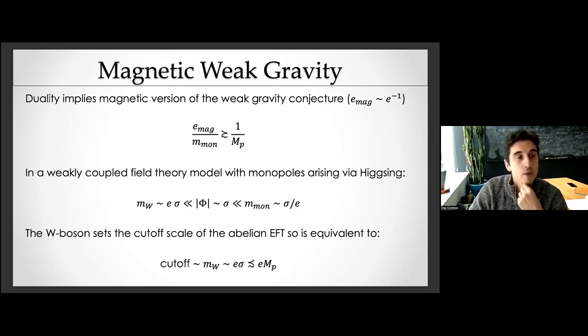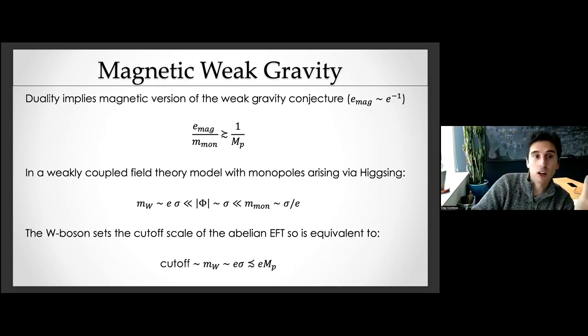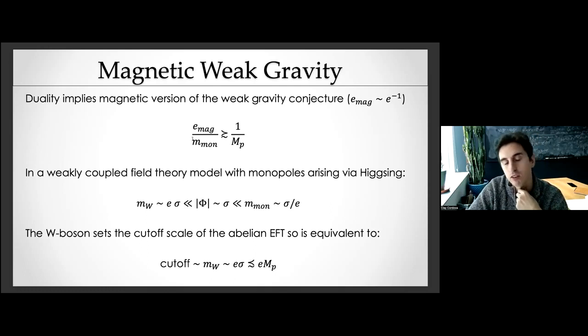So electromagnetic duality applied to the ordinary weak gravity conjecture would imply something called the magnetic weak gravity conjecture, which says, here I've written it for a charge one magnetic monopole, the magnetic coupling, E mag, which is one over the electric coupling, divided by the monopole mass, this should be greater than or equal to one over M Planck.